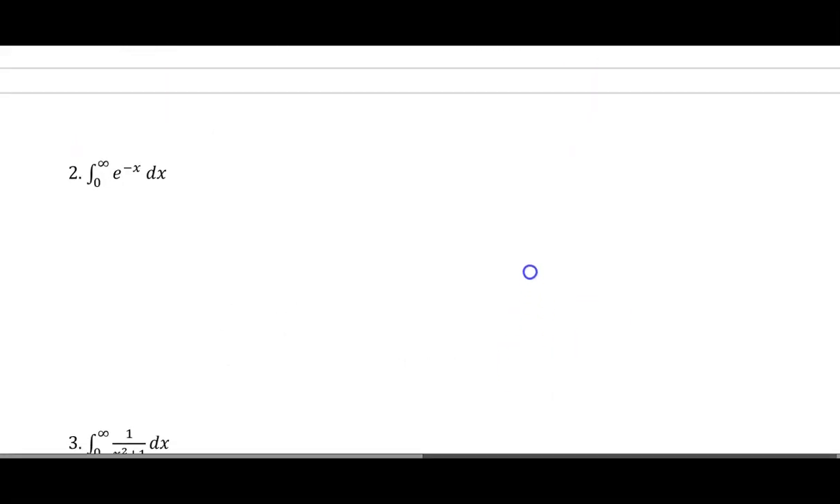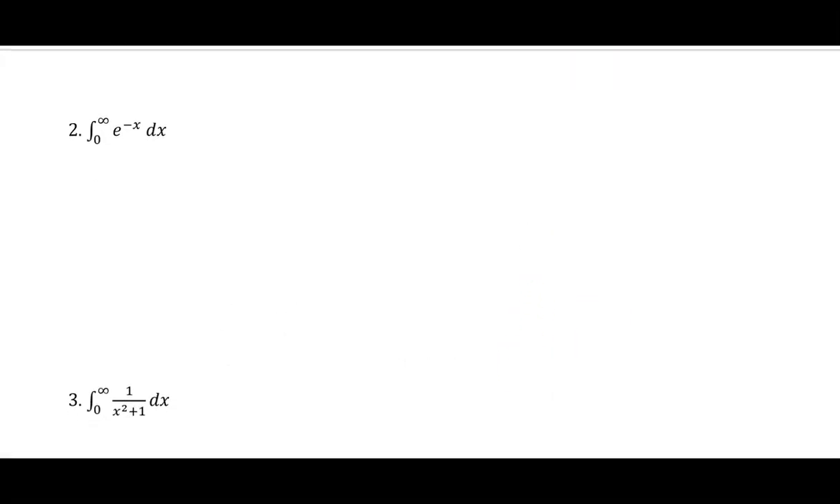Example 2, we again have an infinite limit.